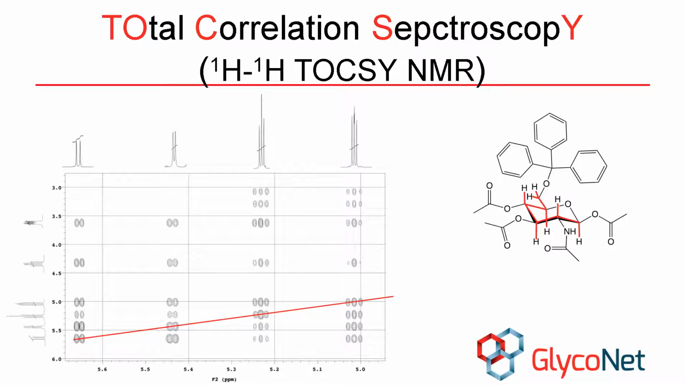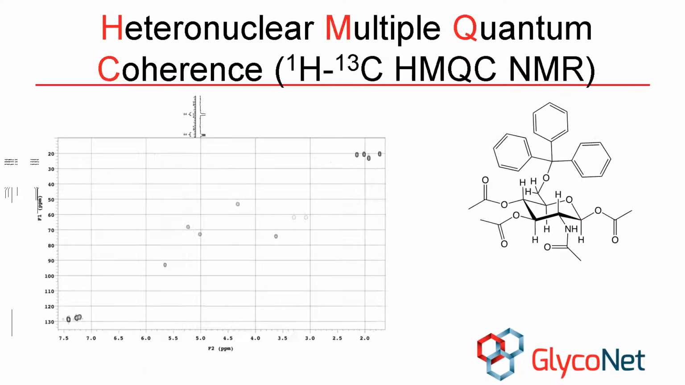A COSY becomes much more useful to walk along the backbone of the sugar. A TOCSY becomes useful when you have an oligosaccharide and you can isolate peaks within each monosaccharide within your oligosaccharide and then turn to the COSY to definitively assign the chemical shifts to specific hydrogens.